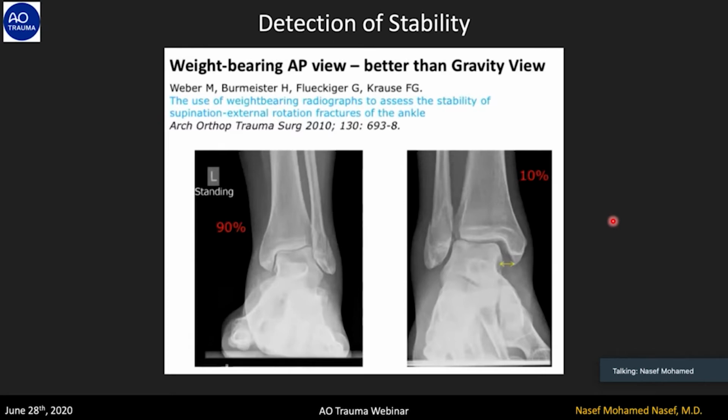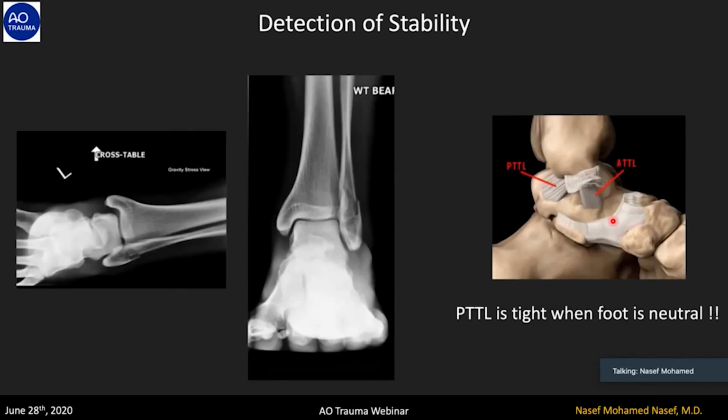if the patient can weight bear, is better than the gravity view, and this is because of this simple idea. In the gravity stress view, the ankle is plantar flexed by definition because you're getting it to be along the gravity. In this position, you see this was a gravity stress and this was a weight bearing. So the unstable became stable. But that is the paradox.